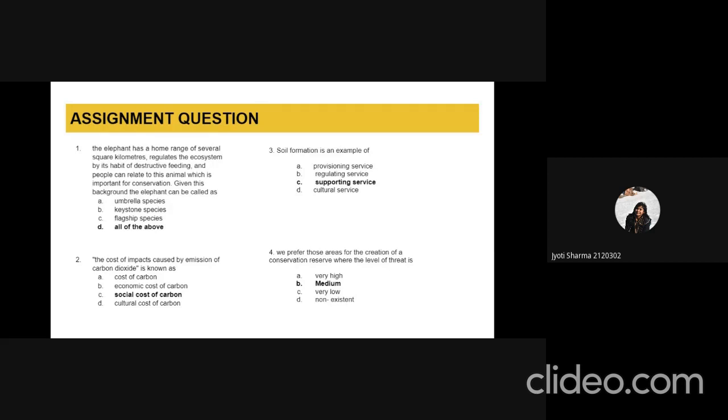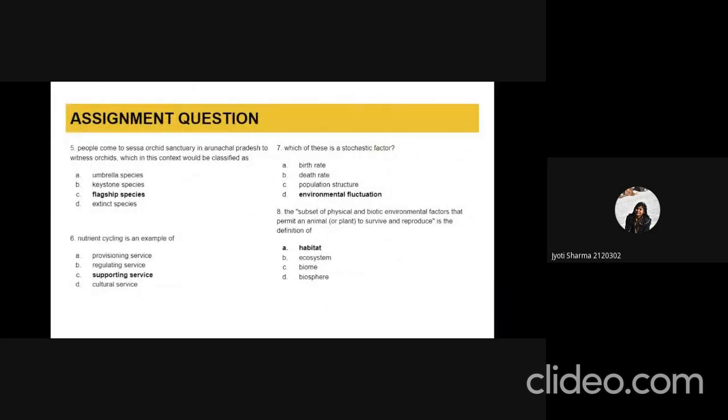Soil formation is an example of a supporting service. Then yes, if we have three levels of threat, the one region where all the species have gone extinct, then we have the medium threat where there are some species that we need to conserve, and the third condition we have very low threat where we don't need to worry. Okay, so we would prefer the medium level of threat to conserve.